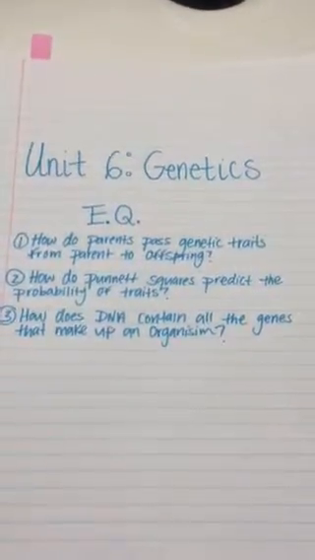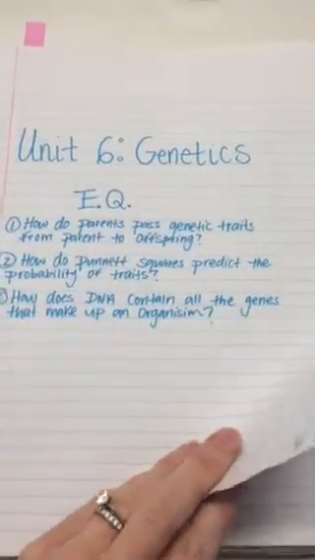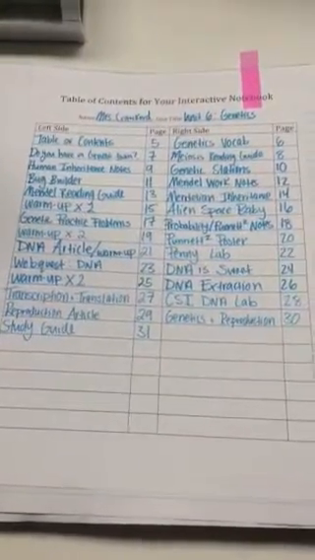This video will prepare you for the Unit 6 ISN Check. Please make sure page 4 has the essential questions for the unit. On page 5 should be a table of contents. Again, if you're missing something, hit the pause button to fill it in.